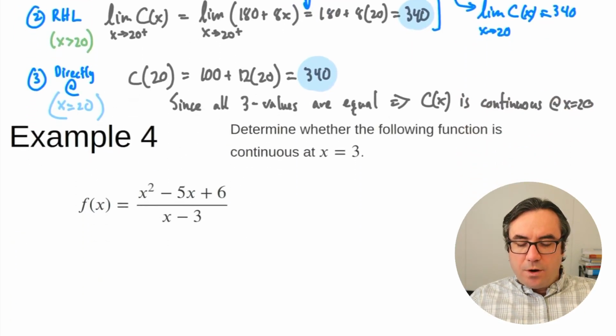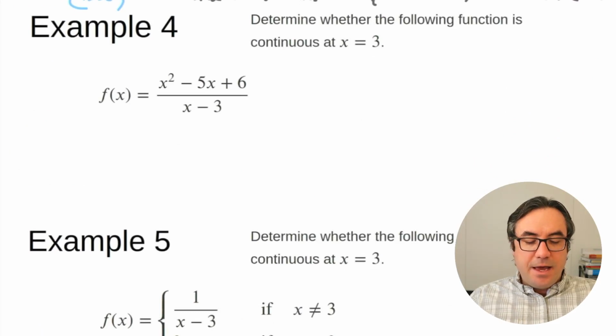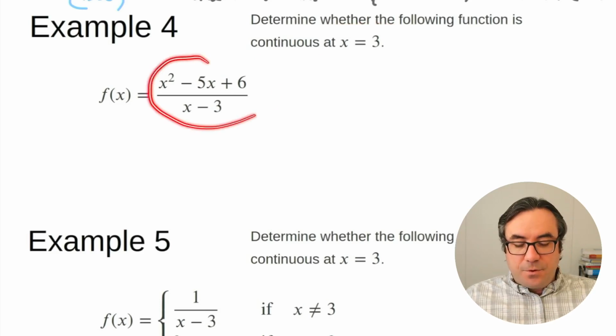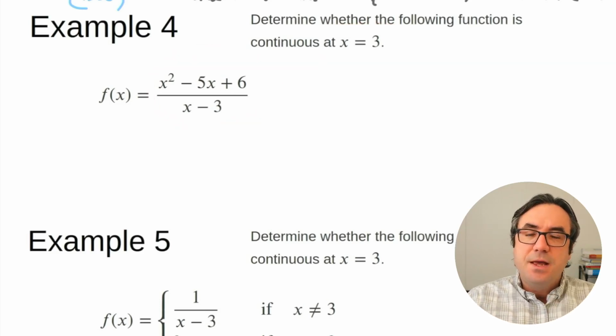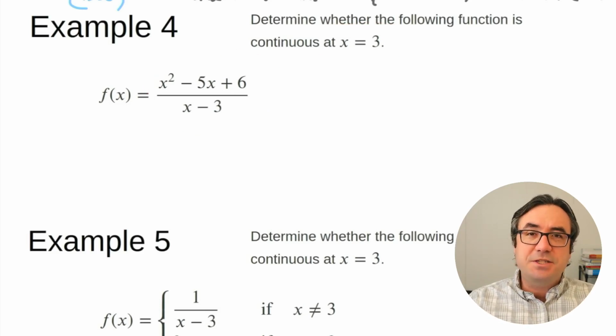Let's try one more. This one's not a piecewise function. So we're going to look at example 4, and we're just going to determine whether this function is continuous at x equals 3 or not. So we have this formula here, a rational function, a polynomial divided by a polynomial. It's x squared minus 5x plus 6 divided by x minus 3.